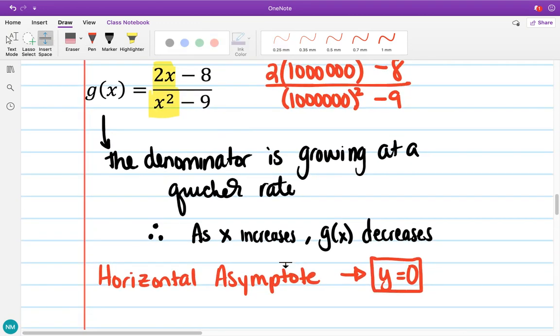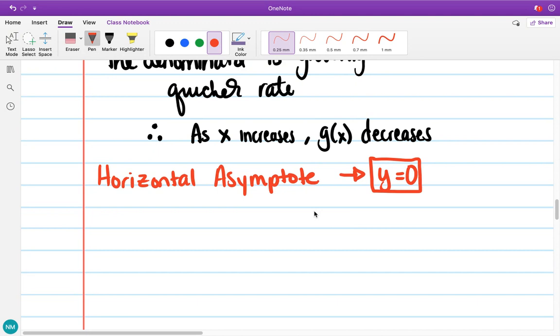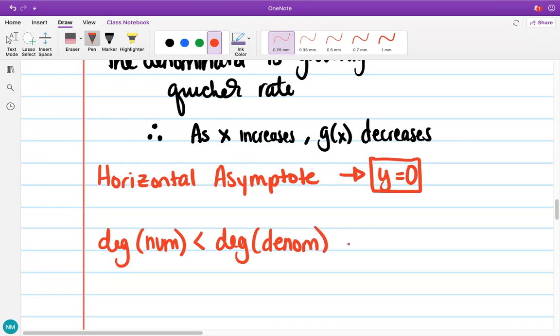So conclusion, if the degree of p of x, so the numerator, I'll actually write it like this: if the degree of the numerator is less than the degree of the denominator, then my horizontal asymptote, therefore, y equals 0 is my horizontal asymptote.